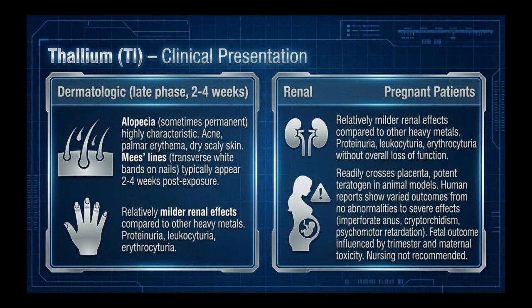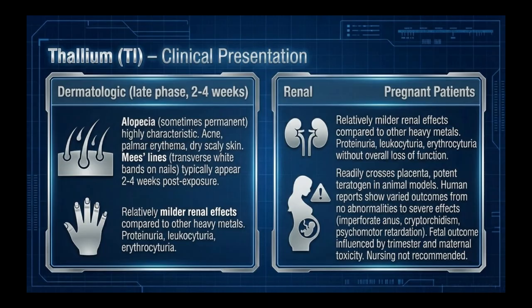The dermatologic effects of thallium poisoning typically appear in the late phase, which occurs 2 to 4 weeks after exposure. These effects include highly characteristic alopecia, which can sometimes be permanent, along with acne, palmar erythema, and dry, scaly skin. Additionally, Mees' lines, which are transverse white bands that appear on the nails, generally develop within this 2 to 4 week period. Regarding renal effects, thallium poisoning is associated with relatively milder kidney damage compared to other heavy metals.